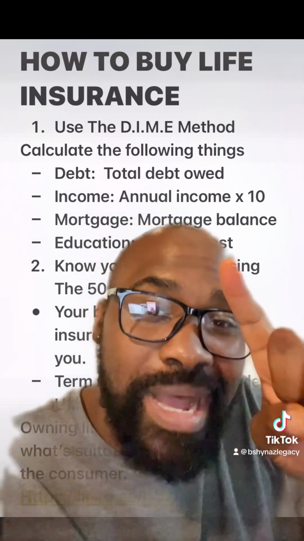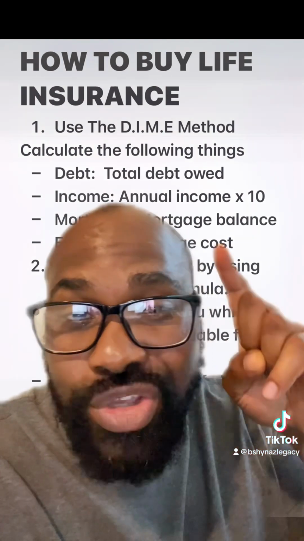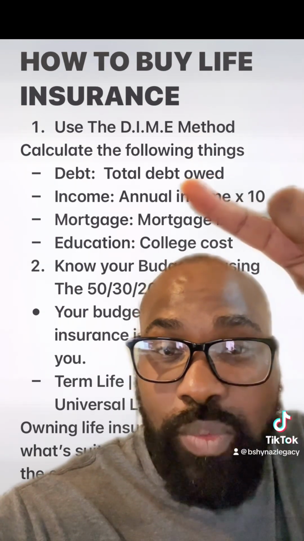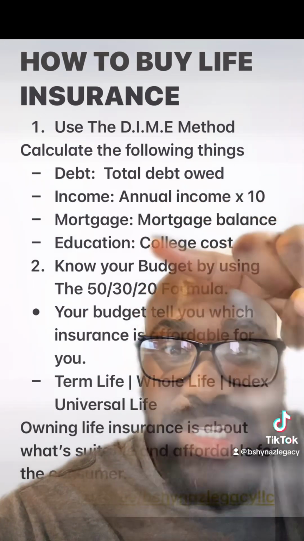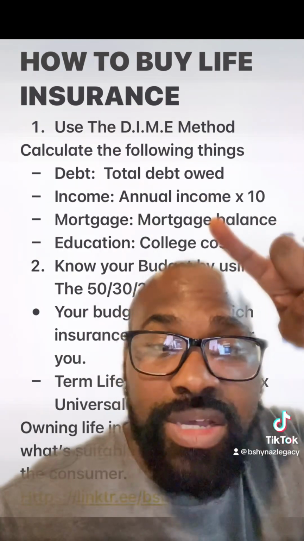Your favorite financial educator, and I'm here to talk to you about how to buy life insurance. Now, upon owning life insurance, you want to make sure that you know what's called your DIME method. As you can see right here, the DIME method is used to calculate your debt, income, mortgage, and educational planning for your children. This tells you how much coverage you need for your life insurance.